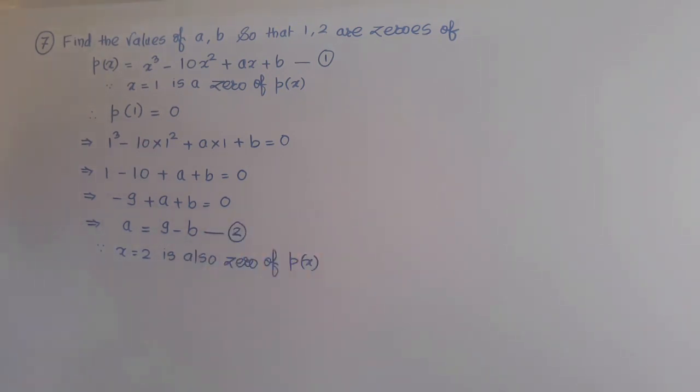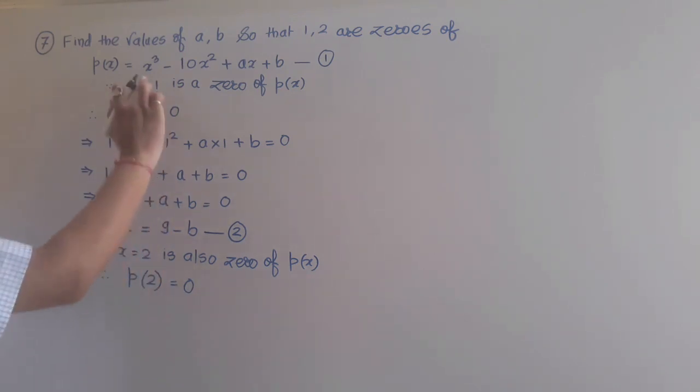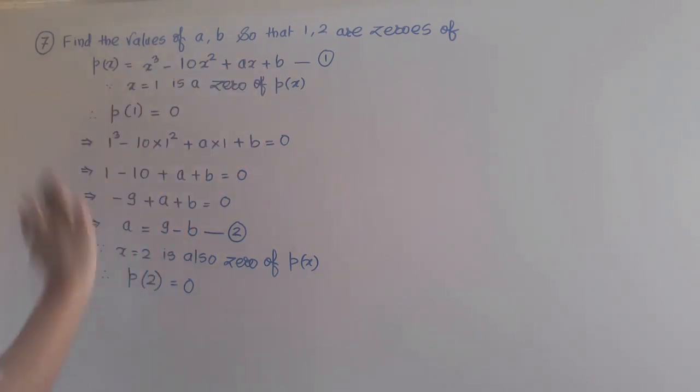So now if I replace the value of x equal to 2 in the given polynomial, that will also be 0. So I can say that therefore p of 2 will also be 0 here, as p of 1 I have taken 0. Now to find out the value of p of 2, I will replace in the right hand side everywhere x by 2.